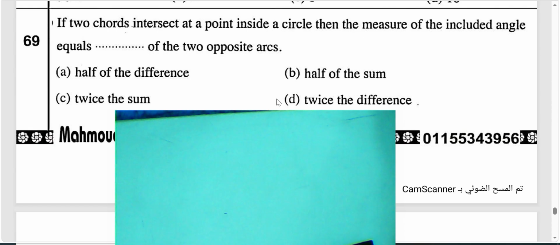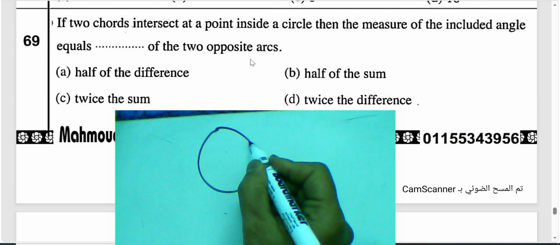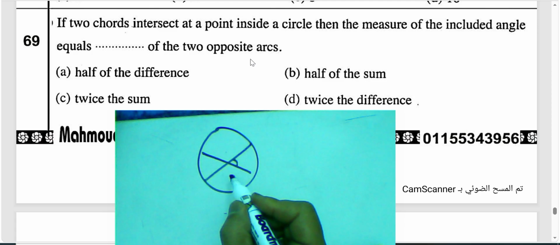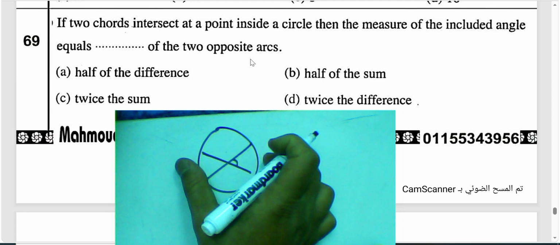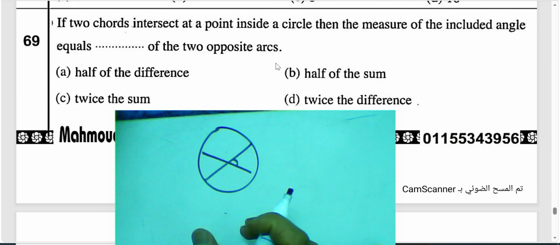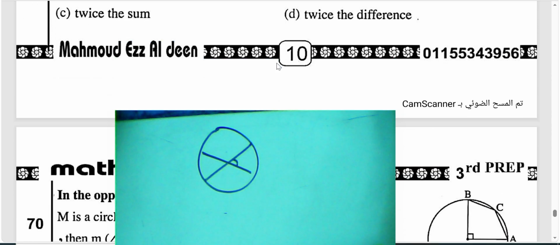If two chords intersect at a point inside the circle, then the measure of the included angle will be half the sum of the opposite arcs. Like this, we have two chords intersecting here, then the measure of this angle will be half the sum of two arcs. Choose letter B, half of the sum.